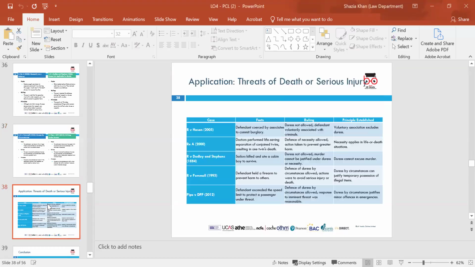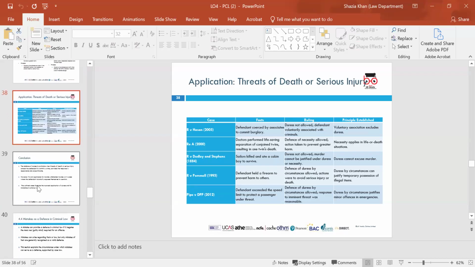So the summary table in regards to the application of threats of death or serious injury looked at the cases of R v Hassan, Re A, R v Dudley, and Pommel and Pipe, as we did, and looked at the facts of the case, the ruling and the principles that were established from the case. So it gives you a summary of what we've done in discussing the cases.